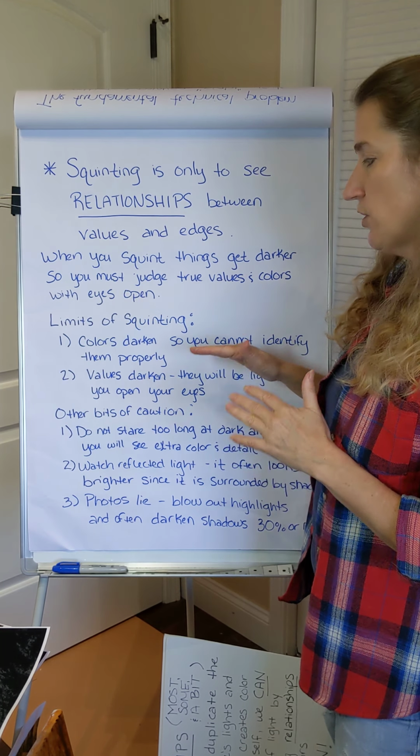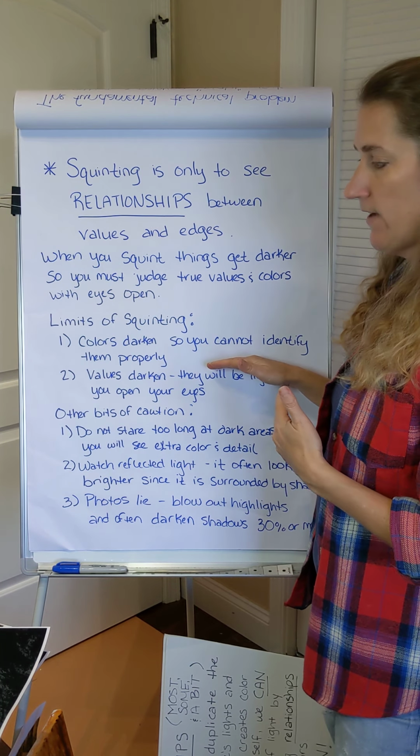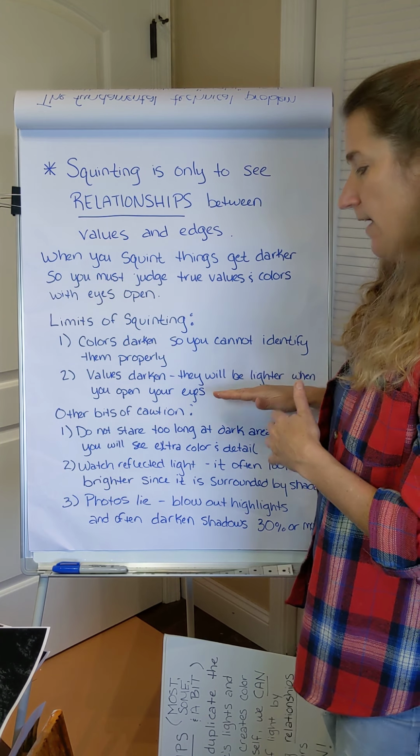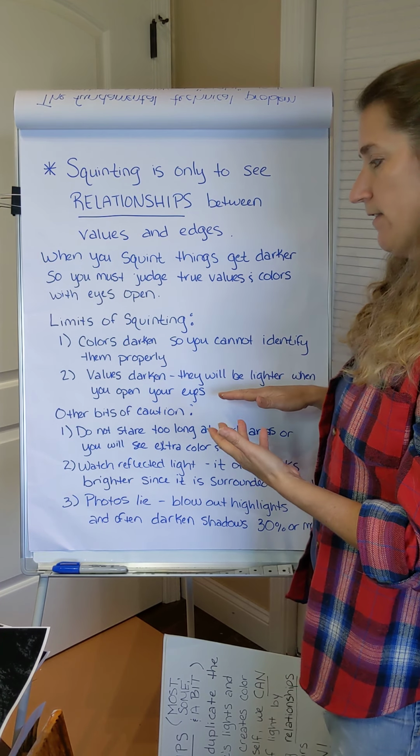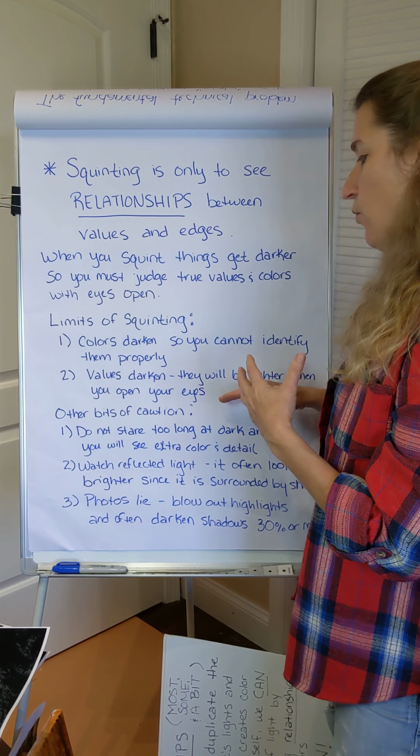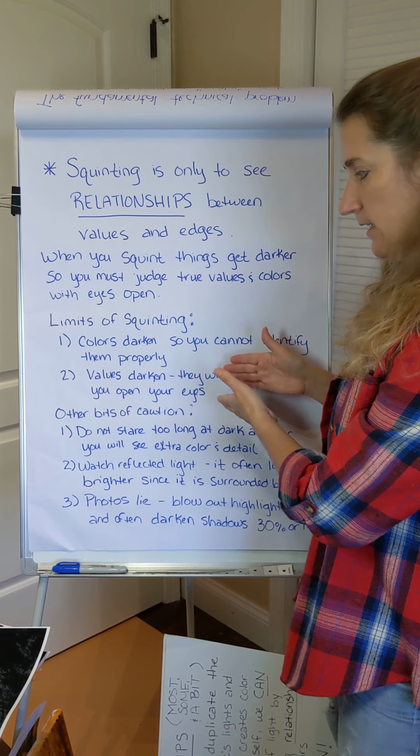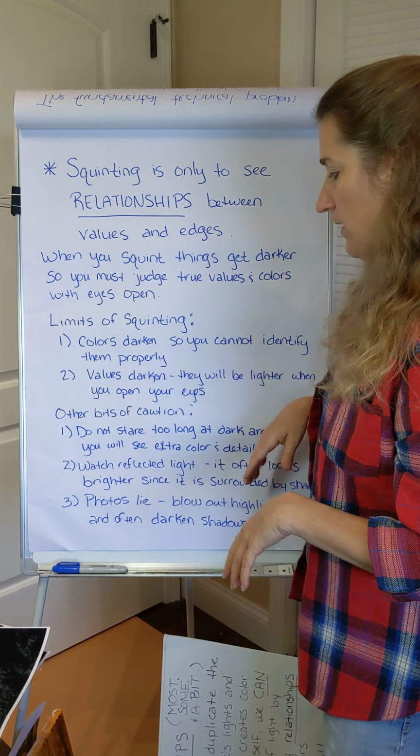So the limits, like we just said: colors darken, so you can't identify them properly if your eyes are squinted. Values darken, so you cannot identify them properly with your eyes squinted. So you need to open up your eyes and see that the values are actually lighter than they looked when you were squinting at it.